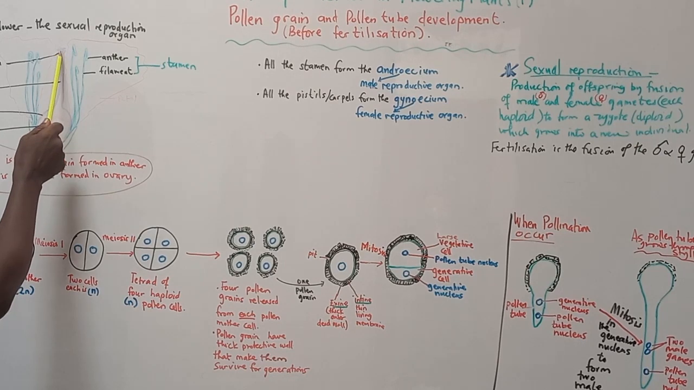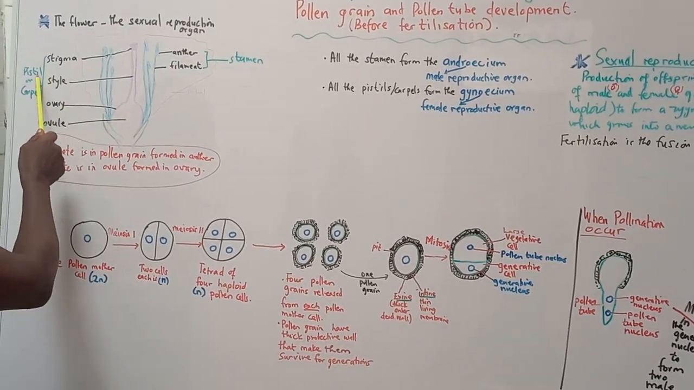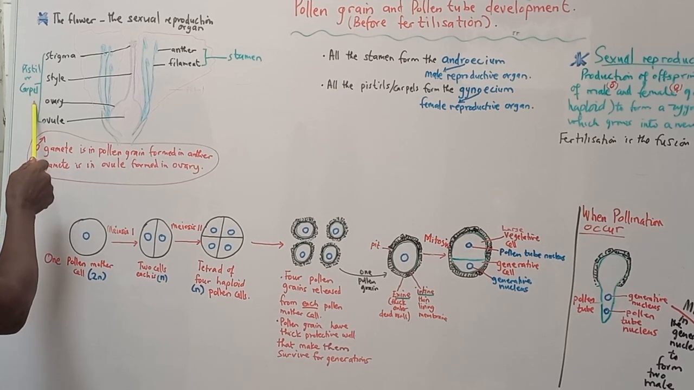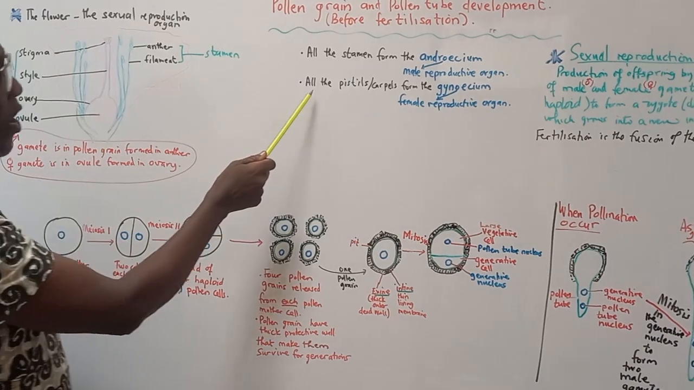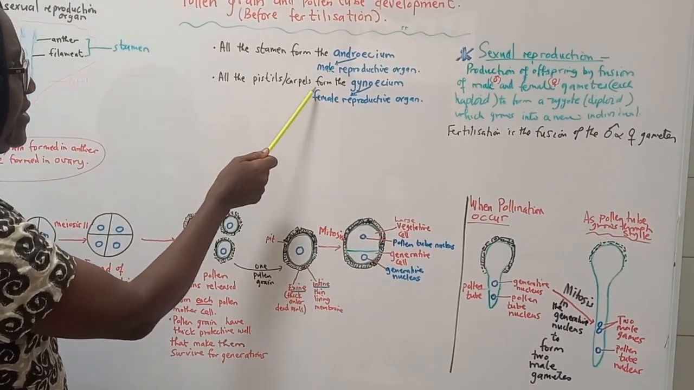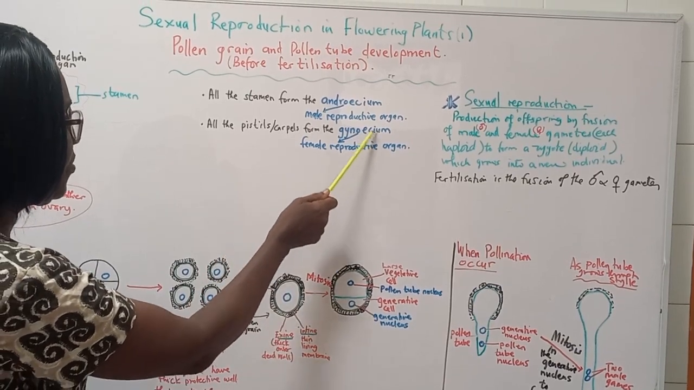Then we have the stigma, style, ovary, ovule. Together it's called pistil or carpel, and this forms the female reproductive organ. All the pistils and the carpels together form the gynoecium, which is the female reproductive organ.